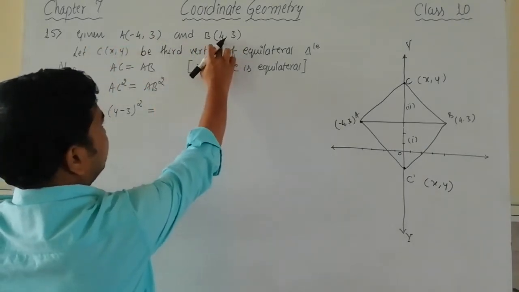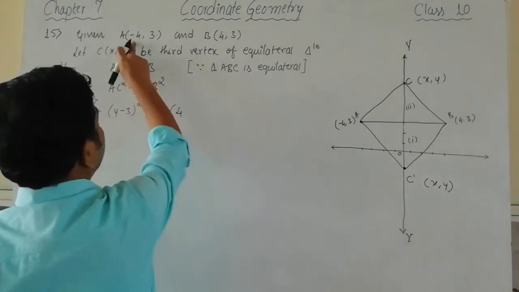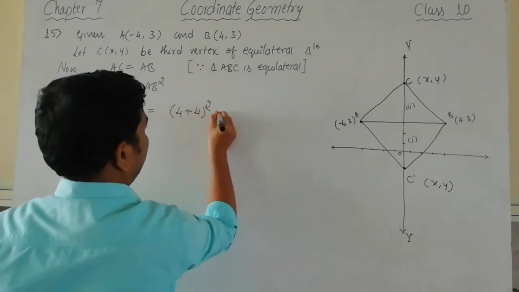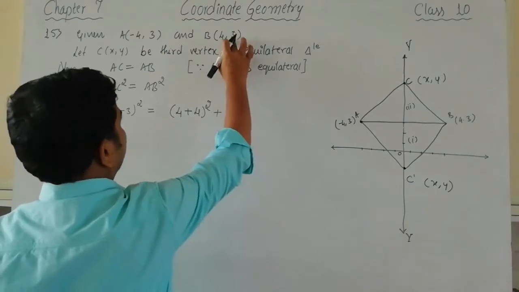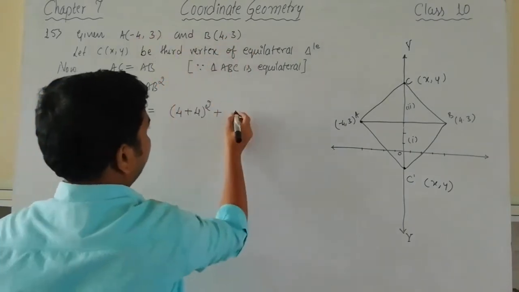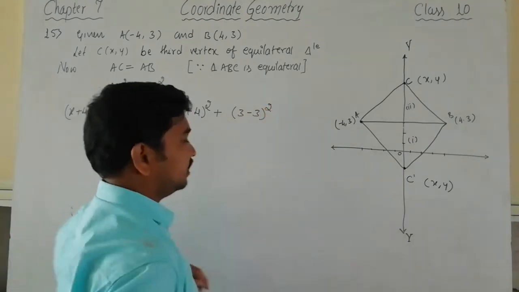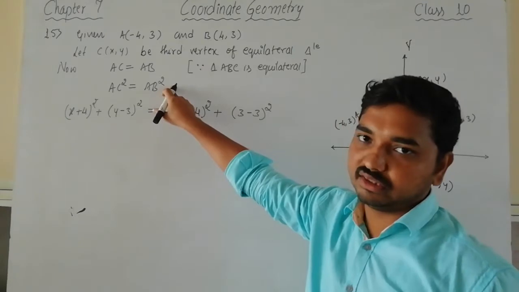x2 minus x1 first, it is minus 4, it will become minus of minus 4, which becomes plus 4 whole square, and then plus (y2 minus y1) whole square. So this is y2, this is y1, y2 minus y1 means what? 3 minus 3 whole square, like this. There is no square root because the square has already been taken, that's why.